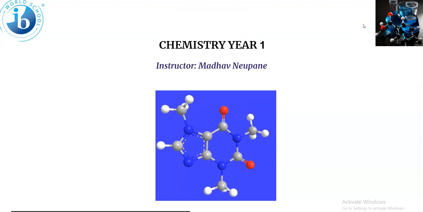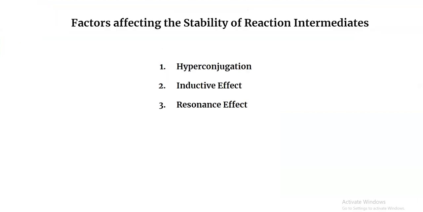Hello, welcome to today's session of organic chemistry. In today's session, we'll be talking about these three important factors which affect the stability of reaction intermediates in organic chemistry. When I say reaction intermediates, I'm talking about the carbocations, carbanions, and free radicals.